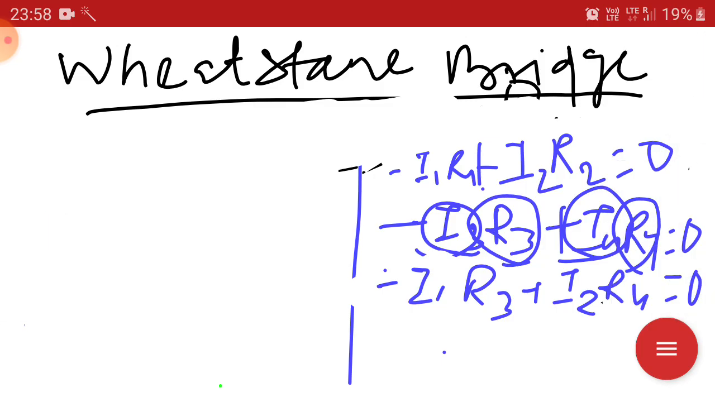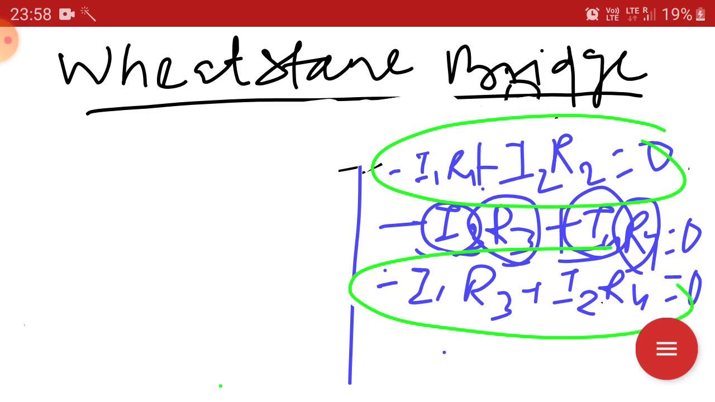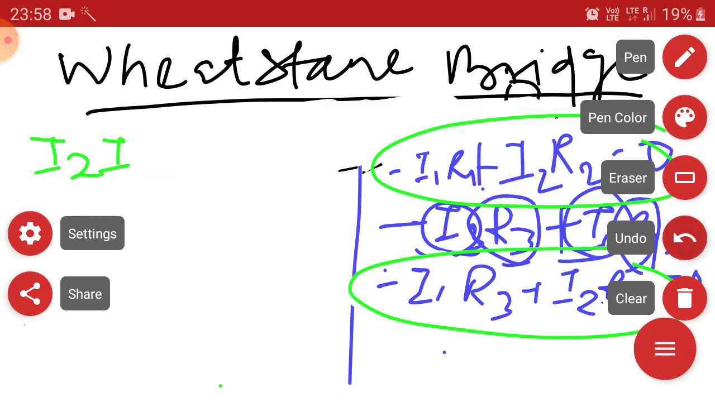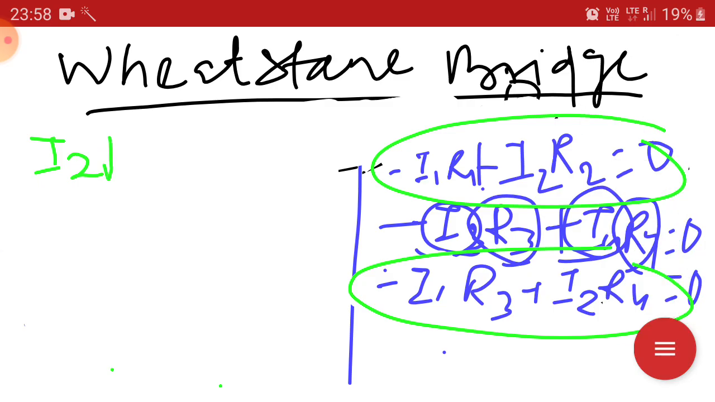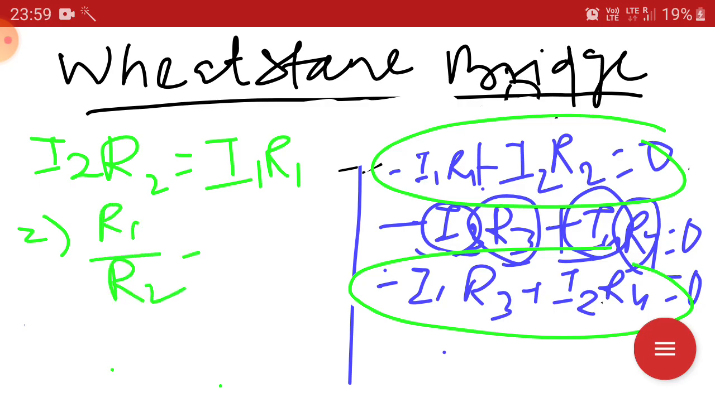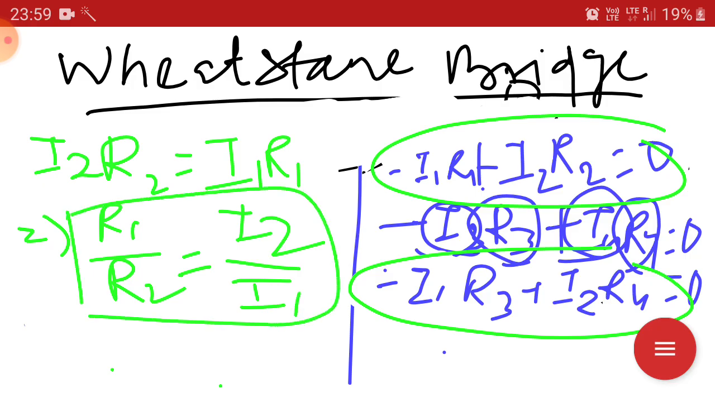So suppose this is equation 1, this is equation 2. If I write it, I will get I2 R2 is equal to I1 R1, or I can write R1 by R2 is equal to I2 by I1. So this is one relationship I will get from equation 1.